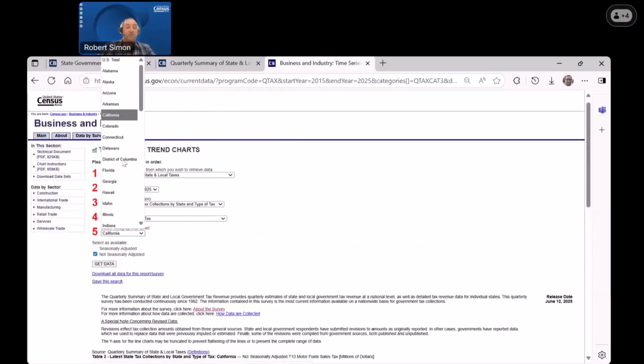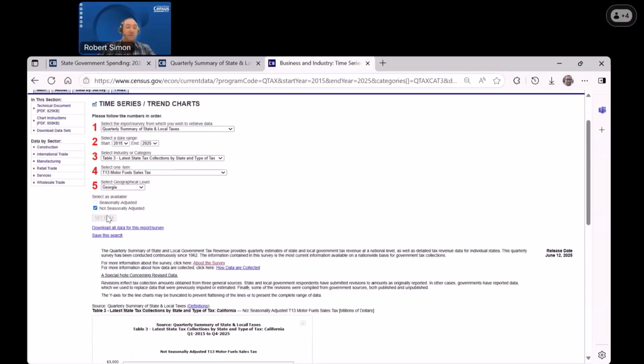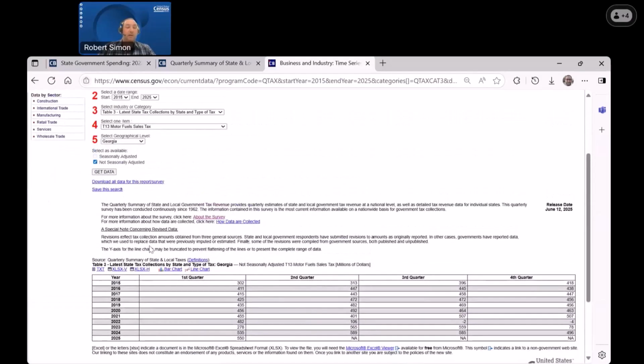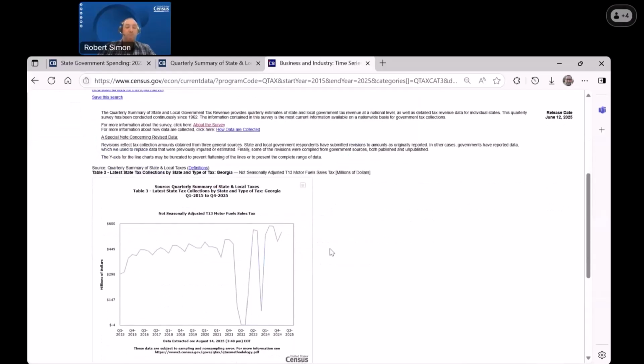I think another interesting case is to look at Georgia's gas tax. There's some interesting stories there. I'm going to quickly look at that and pull up the line chart. So we can see that there's some huge drops in revenue in 2022, again in 2023, and a small drop of revenue in 2024. Now there's some stories there.